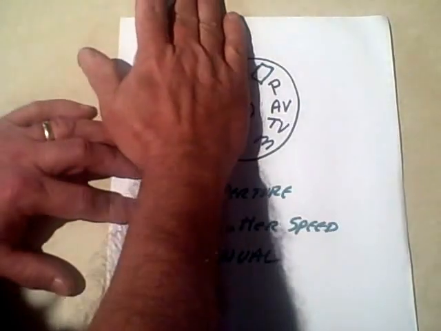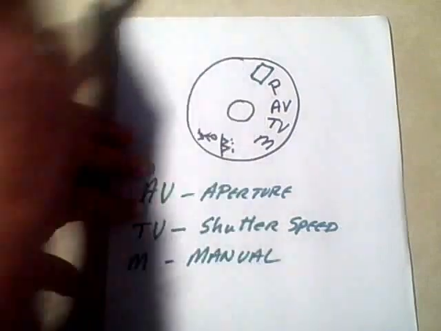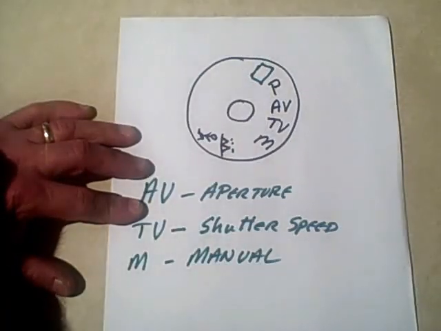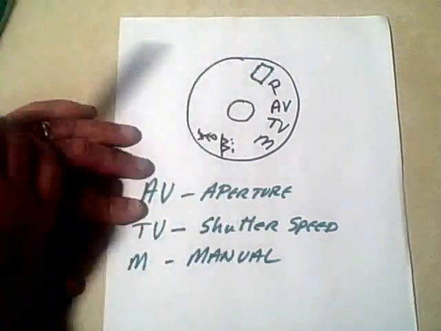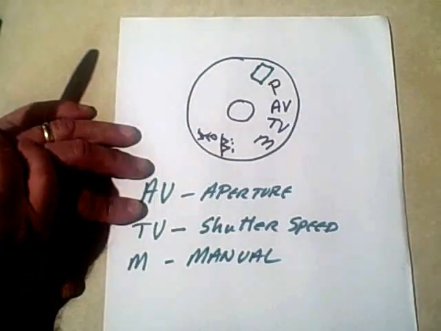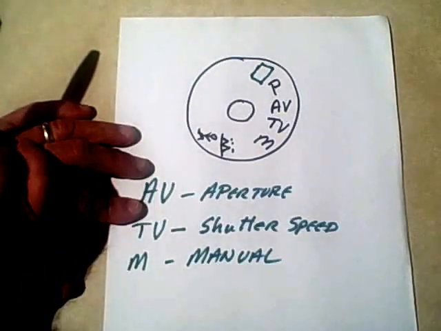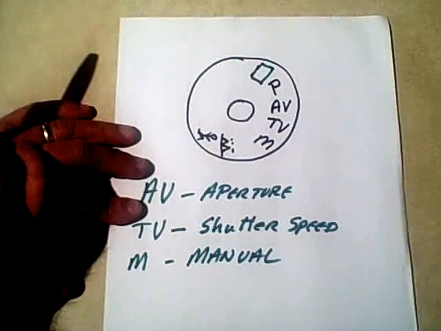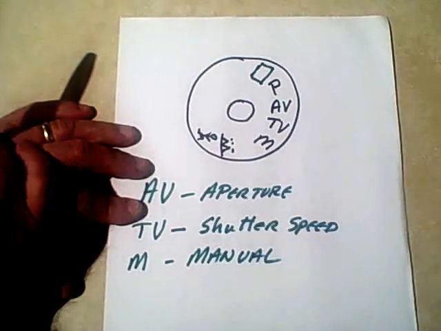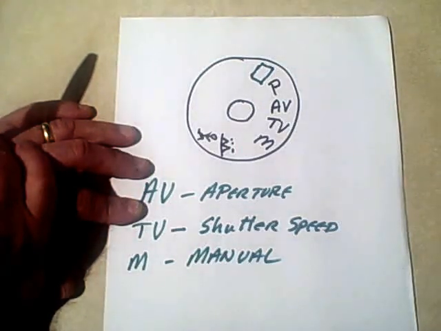Everything on the other half of the dial, just forget about. You don't need that. Not now. The green box is a full auto setting. That's just like your point and shoot all grown up. The only thing you control is the length of the zoom on the lens and when you push the shutter button.